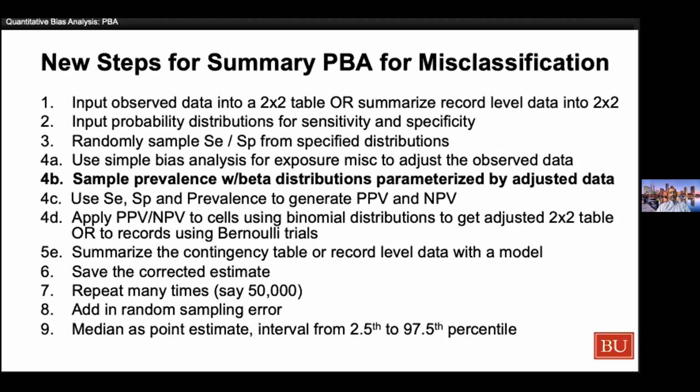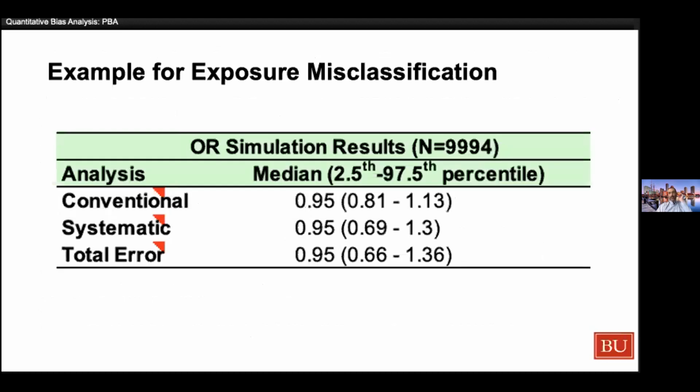But then if you look at step 4D, we then apply the positive and negative predictive values to the cells using binomial distributions rather than applying positive and negative predictive values to individuals using Bernoulli trials like we do in the record level correction. But everything else is exactly the same. And that's why when you now run this, we get the exact same results in the summary level that we got in the record level correction.